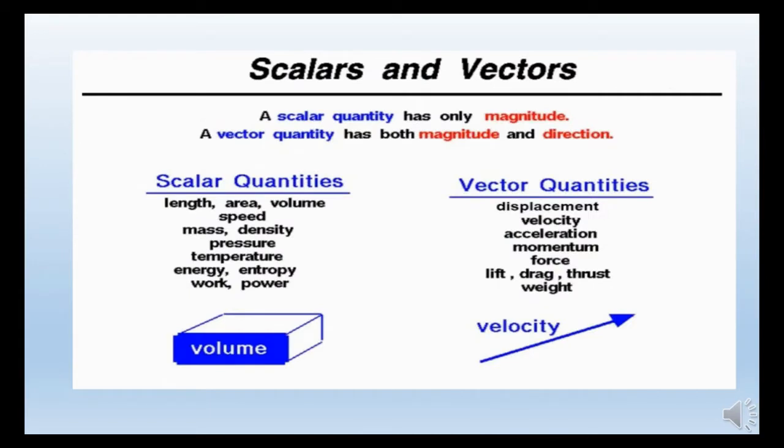Scalars and vectors. A scalar quantity has only magnitude. A vector quantity has both magnitude and direction. Scalar quantities include length, area, volume, speed, mass, density, pressure, temperature, energy, work, and power. Examples of vector quantities are displacement, velocity, acceleration, momentum, force, drag force, and weight.